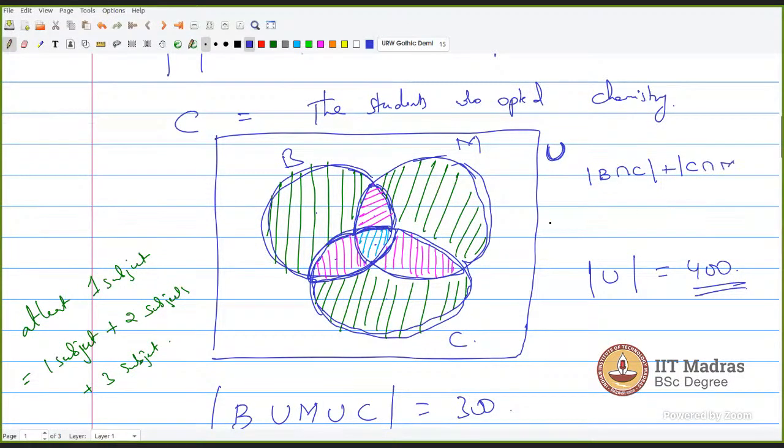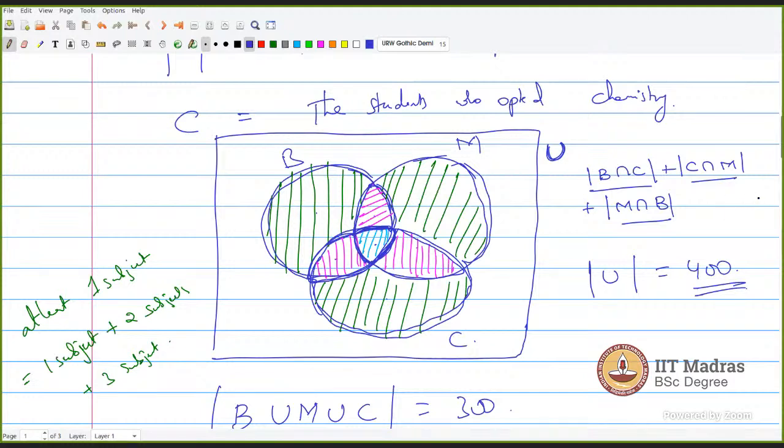When I am taking these three regions, observe that this inside region, the light blue region, is added thrice. It is being added 3 times: one from B intersection C, one from C intersection M, and one from B intersection M. I don't need that light blue region, so I have to simply subtract that particular region 3 times.